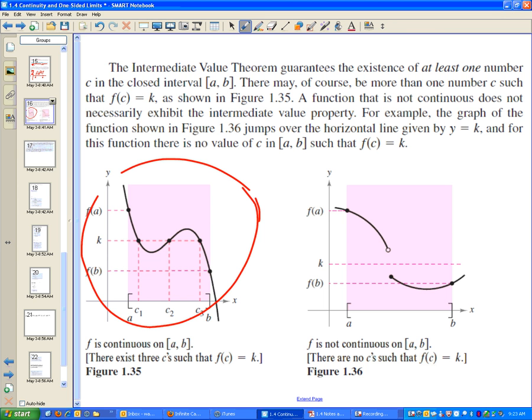A function that is not continuous does not necessarily exhibit the intermediate value property. For example, the graph of the function in figure 1.36 jumps over the horizontal line given by y equals k. So for this function, there is no value of c in the interval such that f of c equals k. So it's got to be a continuous function, okay? And look, k's got to be between f of a and f of b. If k was up here, is there any guarantee that there's going to be a place on the graph that has that y coordinate? No, not at all. All right?